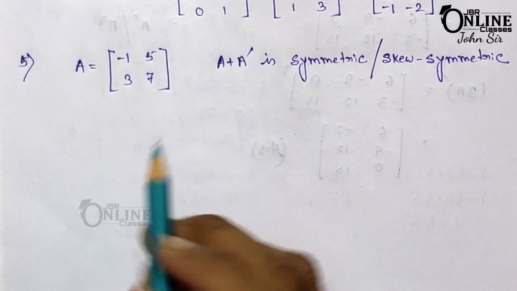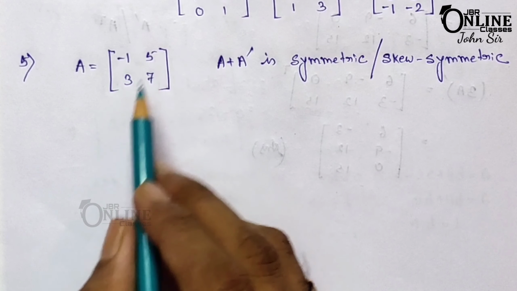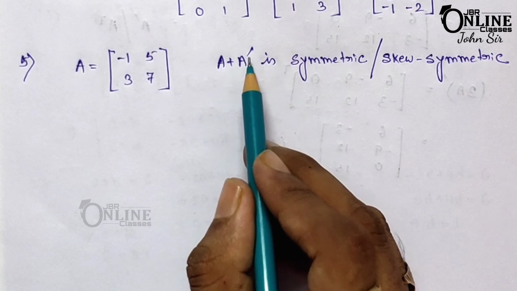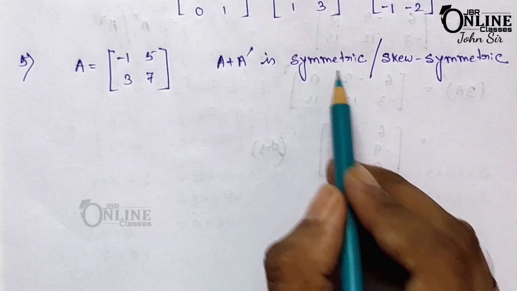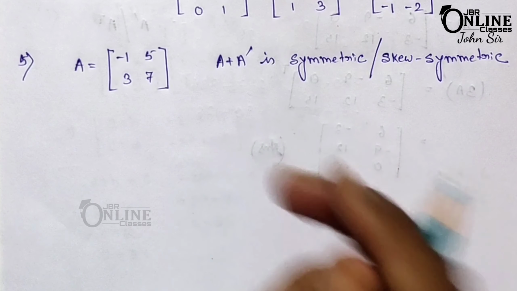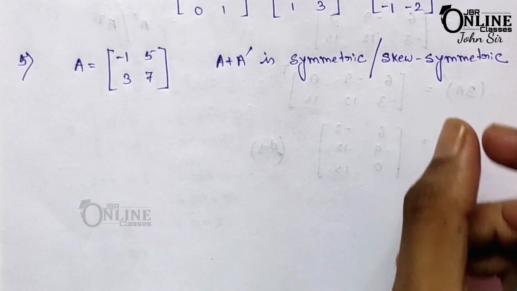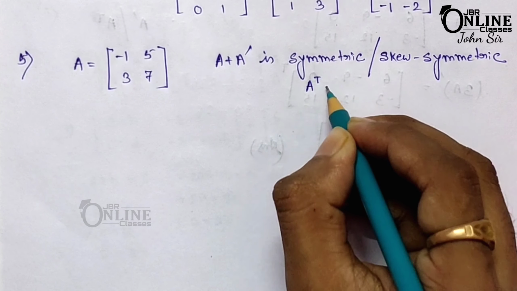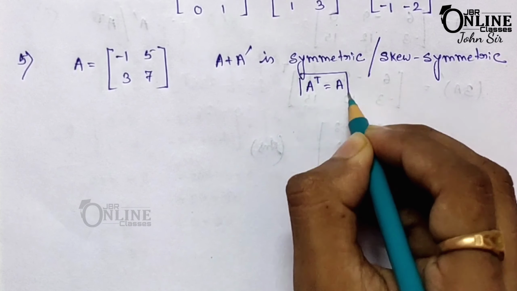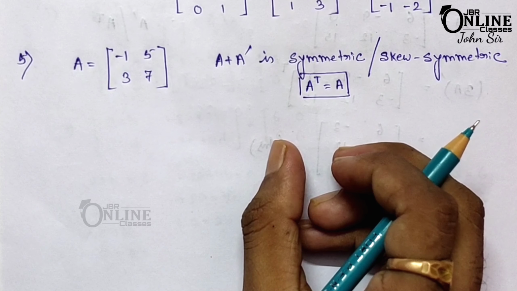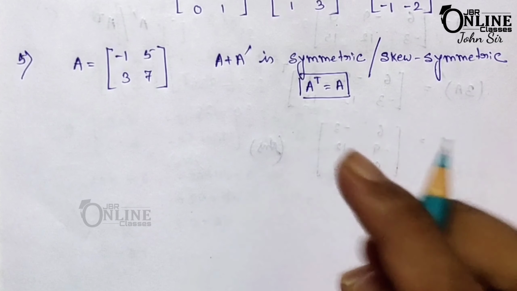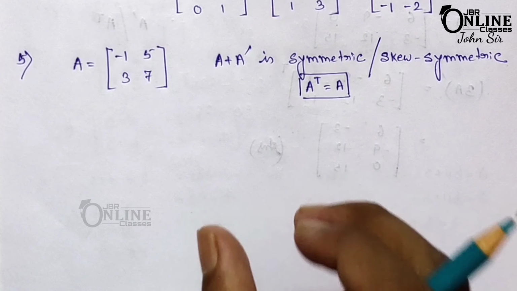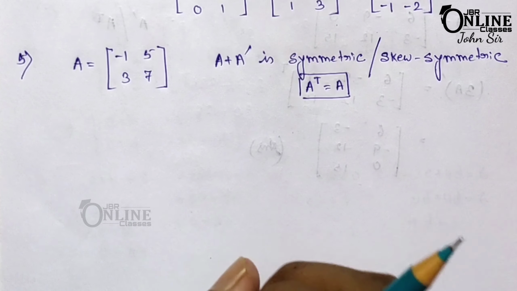Now sum number 5. Here A equal to minus 1 5 3 7. Now determine whether A plus A transpose is symmetric or skew symmetric. So what is the meaning of symmetric and skew symmetric matrix? The symmetric matrix means if A transpose equal to A, then it will be symmetric matrix. That means whenever you change the matrix into your transpose matrix and all the elements will be same, then it will be symmetric matrix.